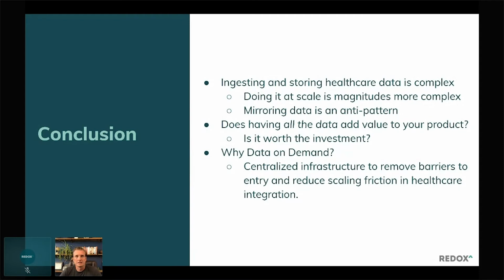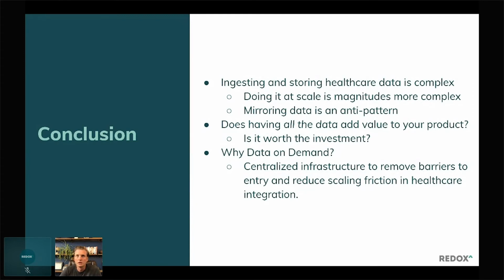And you really have to ask, is that complexity worth the investment? Or is there an opportunity to relieve some of that burden while still getting the same value from your product? And with these two questions, you're probably asking, so why did you build Data on Demand at Redox? Because it is hard, and it is complex, and it's expensive to operate and maintain, even solving problems in a way that's scalable. And the answer goes back to our mission.